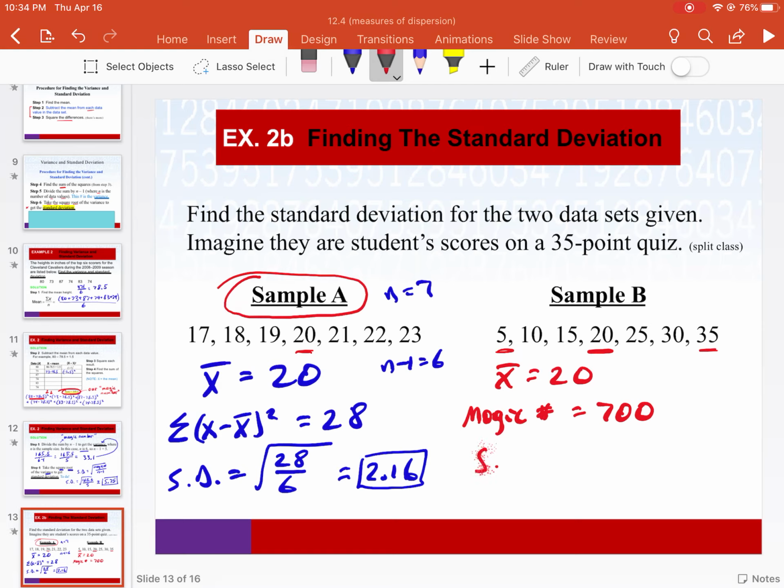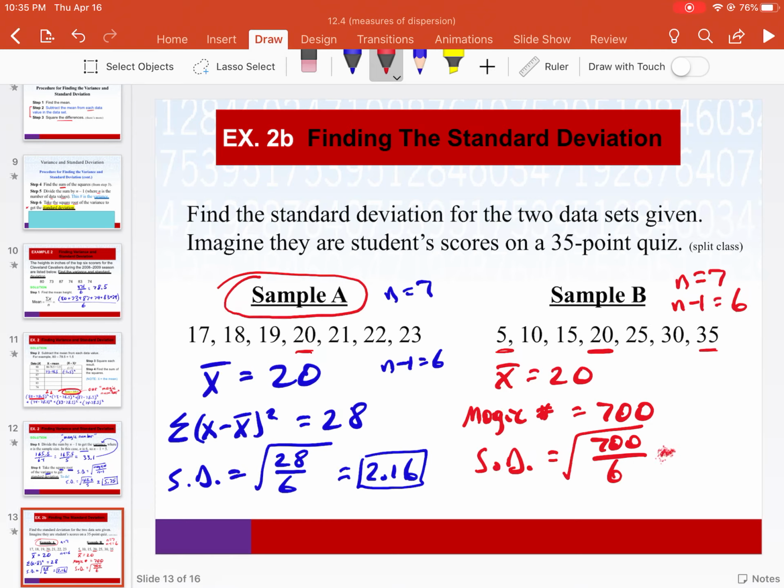And then the standard deviation is the square root of the magic number divided by n minus 1. Well, n is 7, n minus 1 is 6. So let's do that. Square root. Now again, if you're not sure, put it in parentheses. Type square root parenthesis 700 divided by 6, close parenthesis, and hit enter.